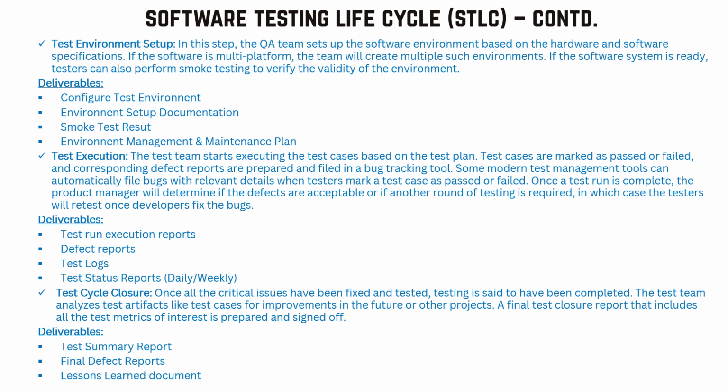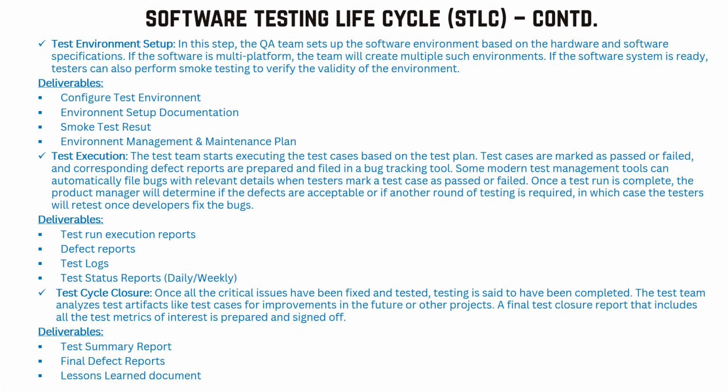They check that all the basic end-to-end happy path flows are working in the testing environment before proceeding to all kinds of further testing. So what are the deliverables for the test environment setup? The configured test environment setup documentation, smoke test result, and the environment management and maintenance plan, right? Also there, how they need to manage the environment, how they handle any environment downtime, how they are planning to release the code into the environment, and what is the plan for the complete maintenance.